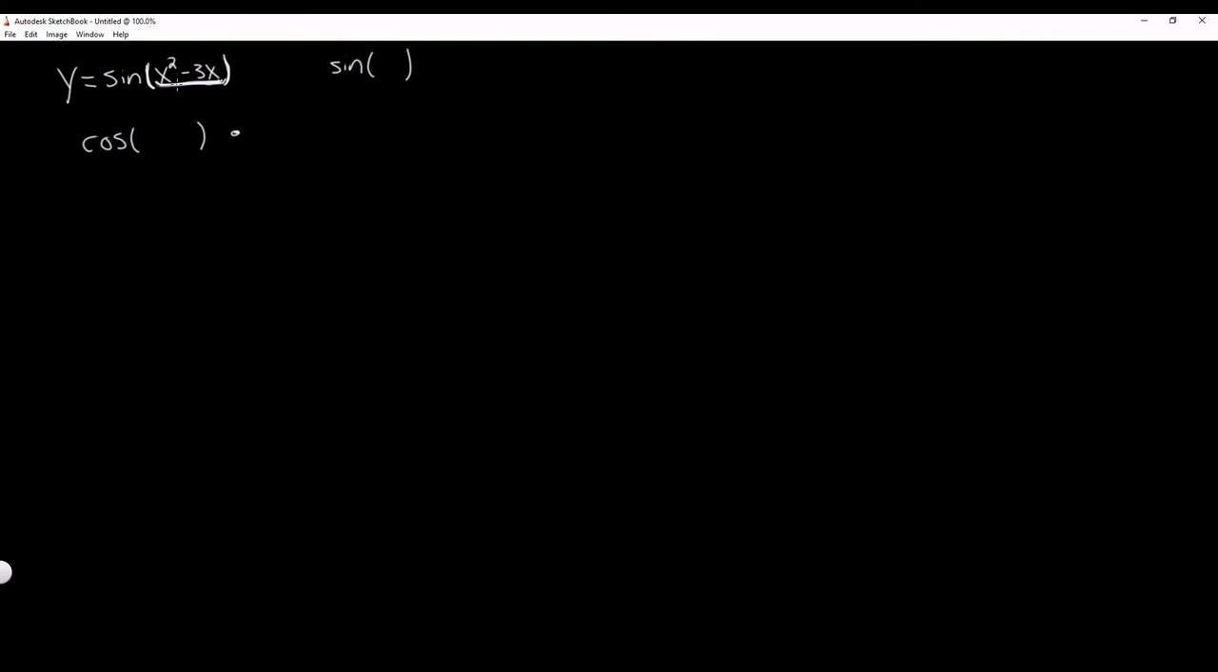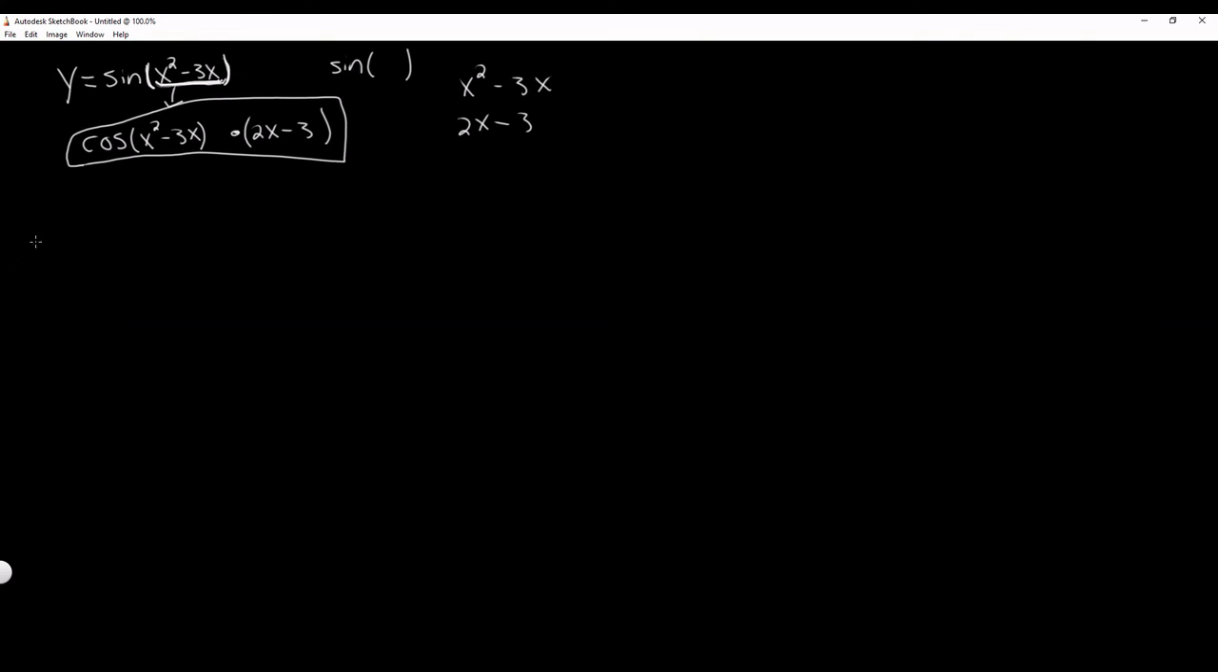Okay, so we're going to bring down the inside function unchanged, just like the other times, x squared minus 3x, and then we're going to multiply by the derivative of the inside function, and the inside function is x squared minus 3x. The derivative of this is 2x minus 3, so we're just going to multiply by 2x minus 3, and that is actually the answer to this problem.